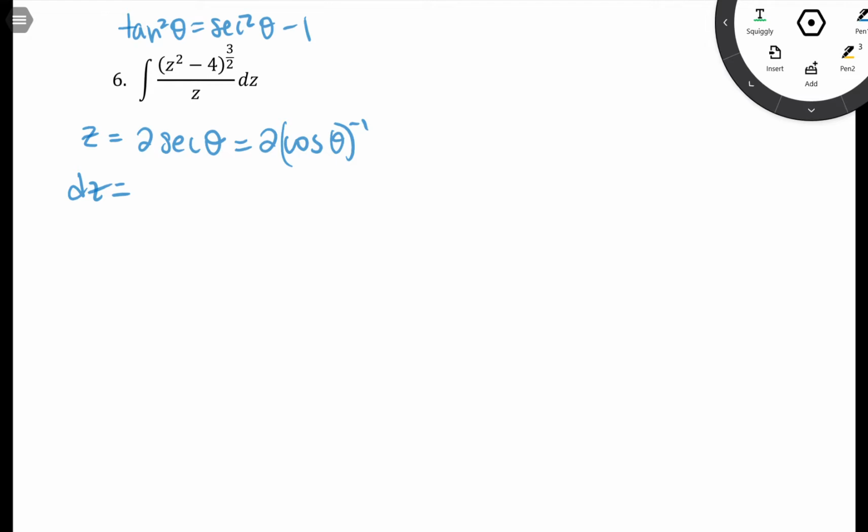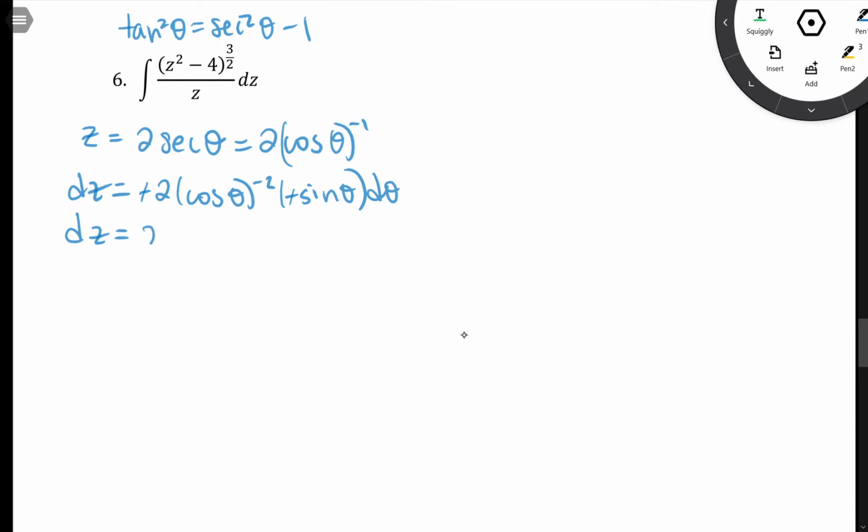So we can do this with a chain rule. The negative drops down into the front. It becomes cosine to the -2. I guess I'll stick with the way I was writing it before. And then we have to multiply by the derivative of the inside, which is a minus sine theta d theta. Okay, so the two negatives cancel out. We have a 2 sine theta over cosine squared theta d theta.